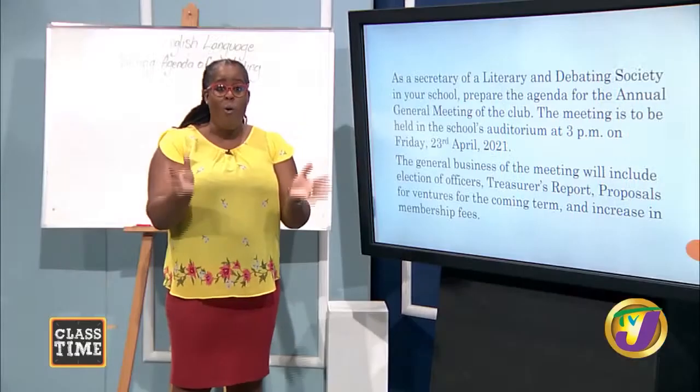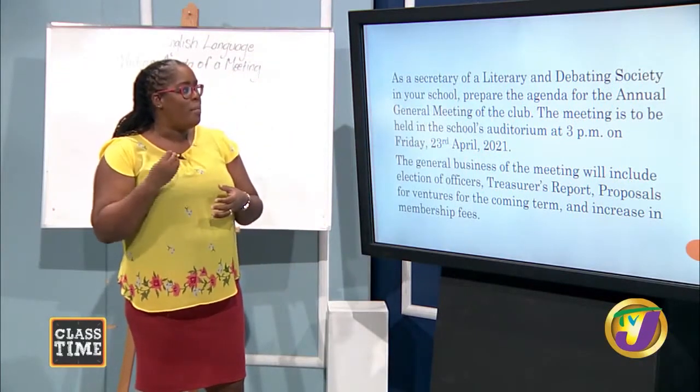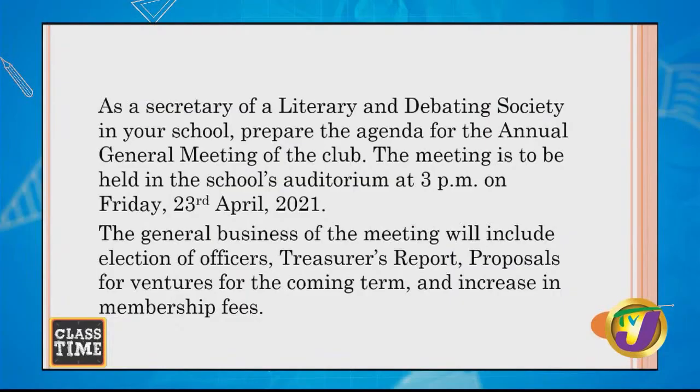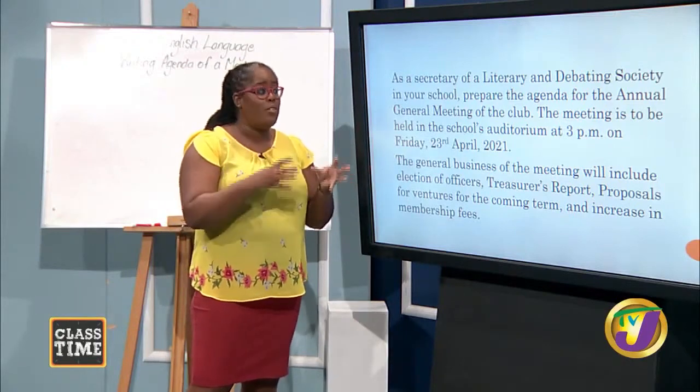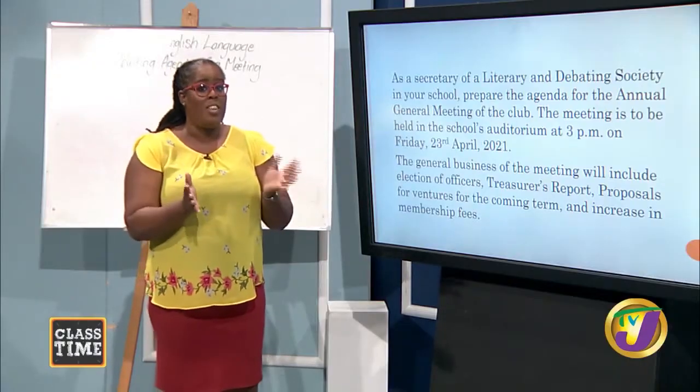All right, so for our homework now, practice as a secretary of a literary and debating society in your school. Prepare the agenda for the annual general meeting of the club. The meeting is to be held in the school's auditorium at 3 p.m. on Friday, the 23rd of April, 2021. The general business of the meeting will include election of officers, treasurer's report, proposals for ventures for the coming term, and increase in membership fees. So let us see how well you are able to put together your agenda for the meeting. All right, and that's it for our lesson on the meeting agenda.